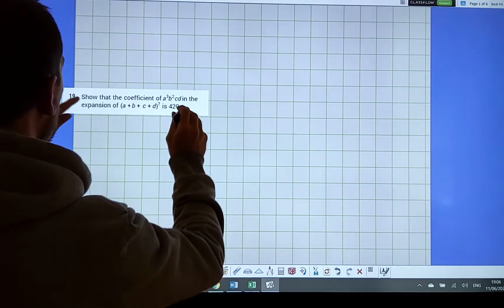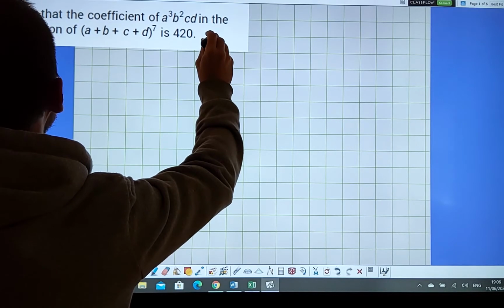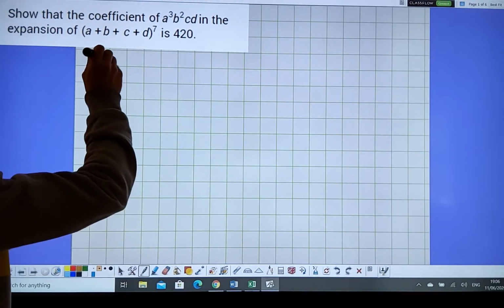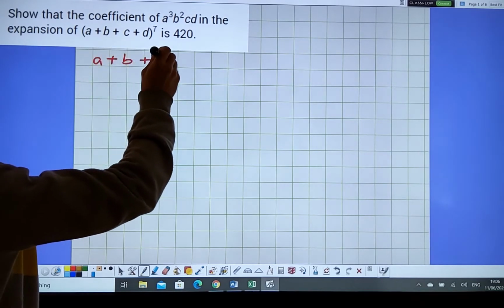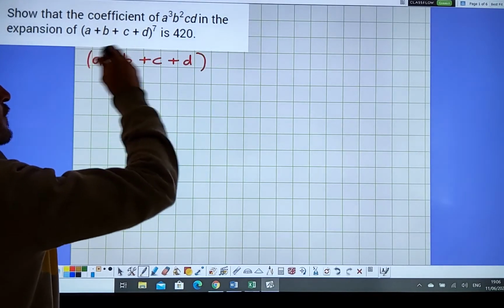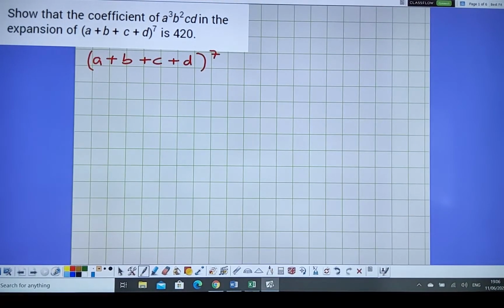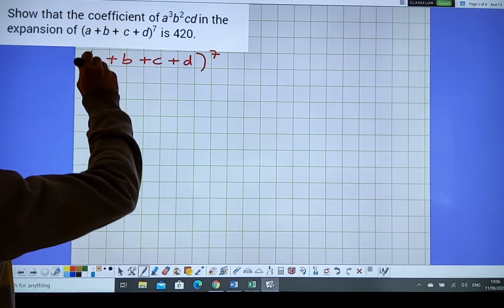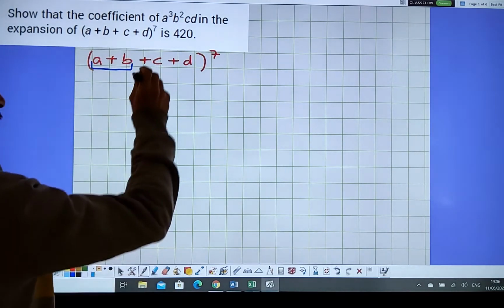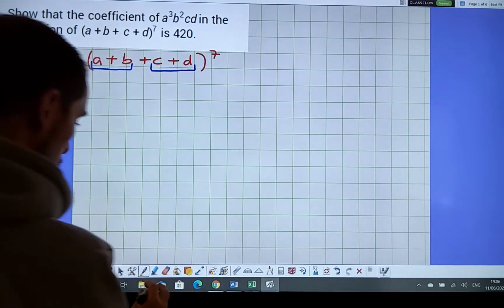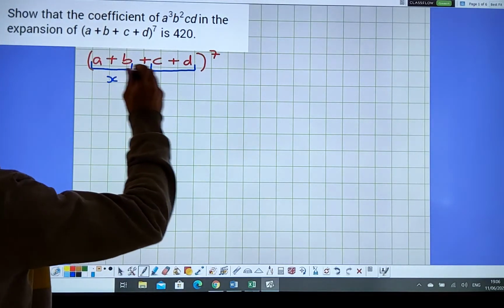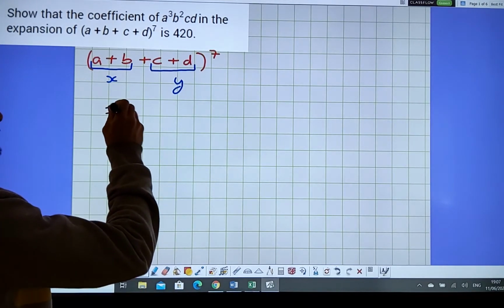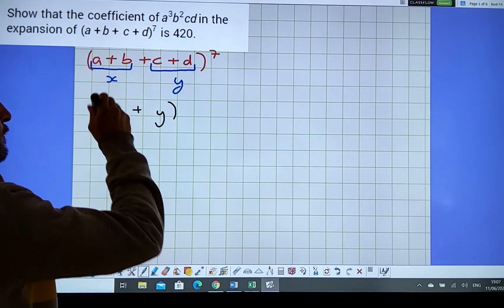So we start off, we need to show the coefficient of x cubed b squared cd in this expansion here is 420. So your first move is you've got a plus b plus c plus d, and that's to the power of 7. And we can't expand that, okay, because the usual and only expansion needs two things. So what I'm going to do here is as follows. I'm going to make a and b one thing, and b and c and d, sorry, another. So I'm just going to let that equal x, and that equal y, just for handiness sake.